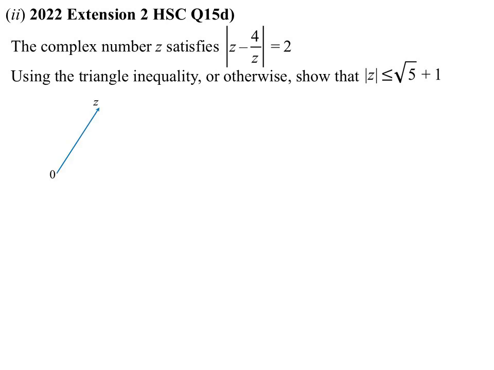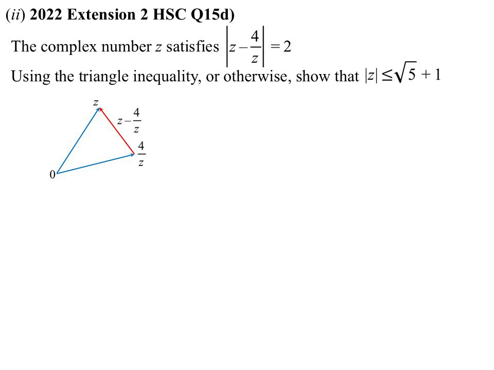So I drew myself up a little picture. It doesn't have to be to scale or anything. I'm just saying, oh, here is some vector which is OZ. And somewhere else there'd be a vector 4 on Z. Well, the third side of that triangle, I know I need a triangle. They've given me the hint, use the triangular inequality. There's the third side, and it happens to be that expression in the absolute value sign, because head minus tail, z minus 4 on z.